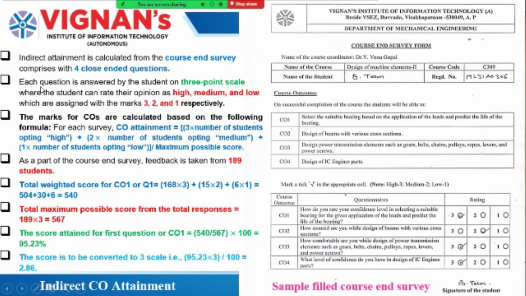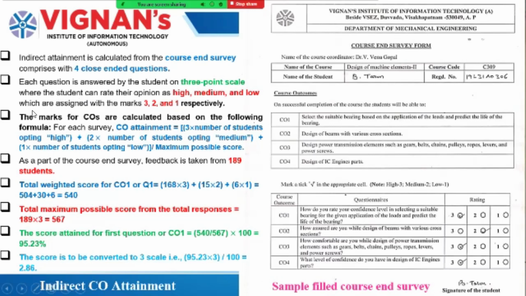For example, as part of the survey, we are taking feedback from 189 students. From the 189 students, 168 members opted 3, 15 members opted 2, and 6 members opted 1. That means the weightage is 504 plus 30 plus 6, 540. This is the total weighted score.